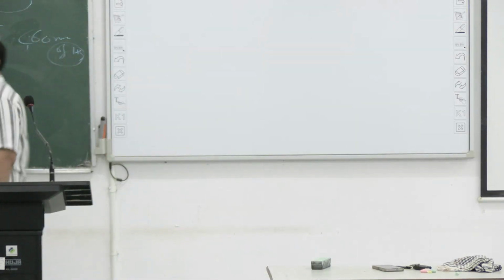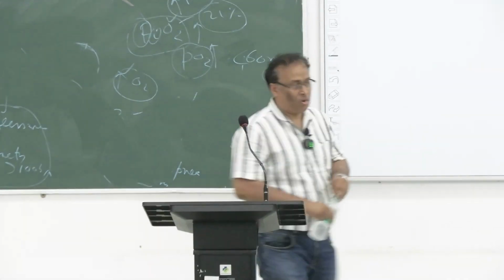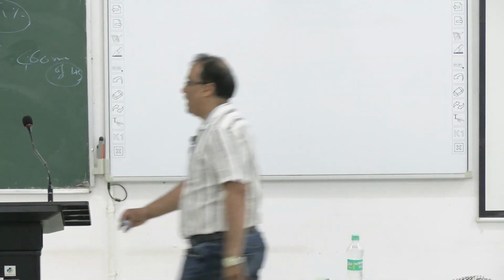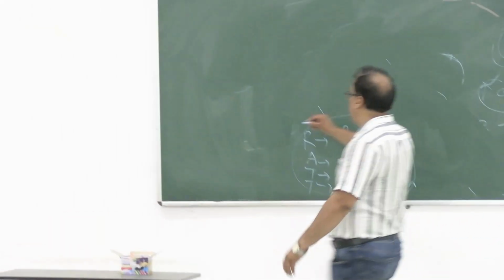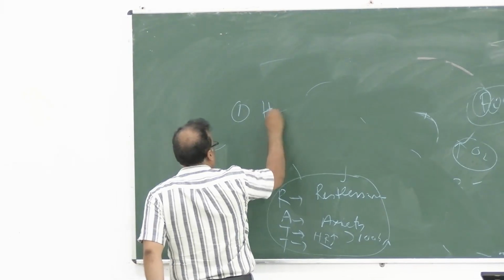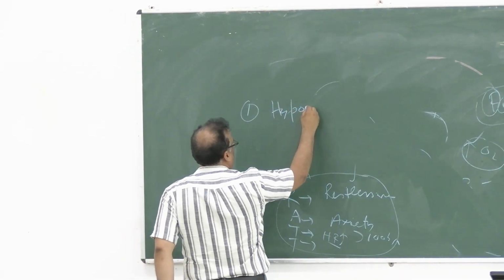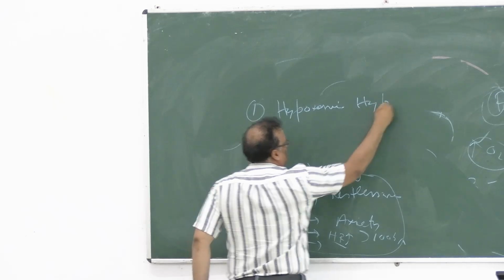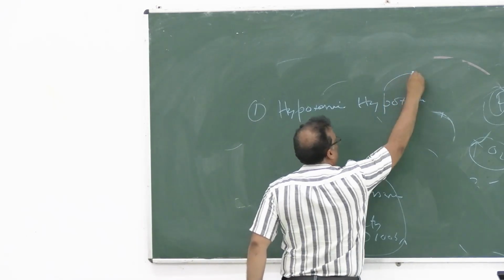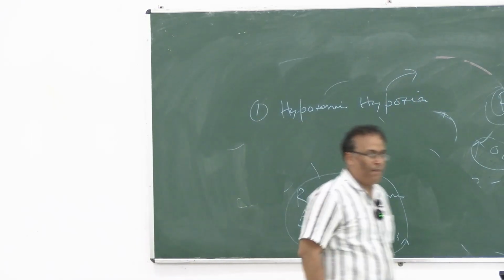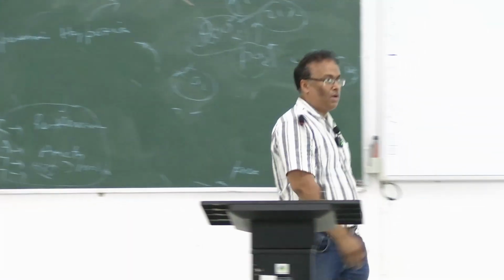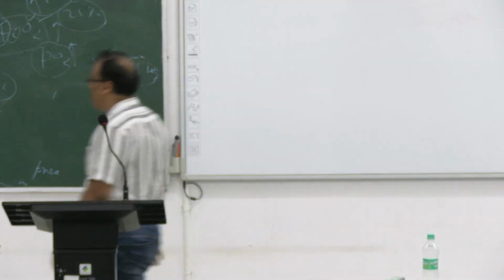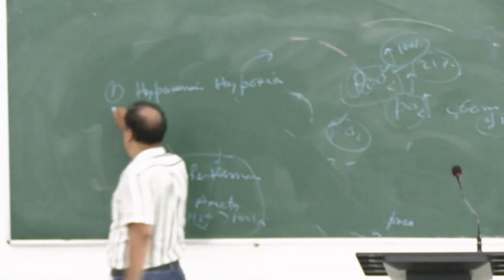Hypoxia has very different types that you came across. There are 4 types. Number 1 is your hypoxemic hypoxia, right? This term is called hypoxemia. Hypoxemia means what? The partial pressure of O2 in blood is decreased. Mia means blood, right? So hypoxemic hypoxia.